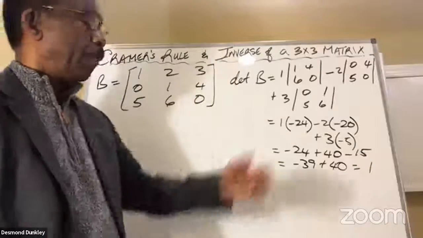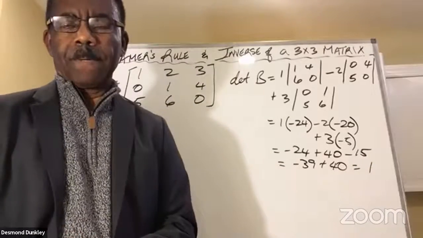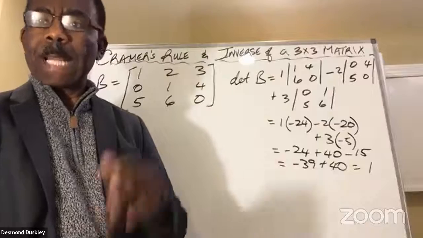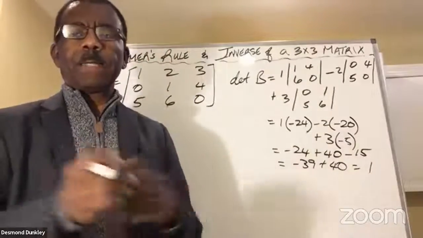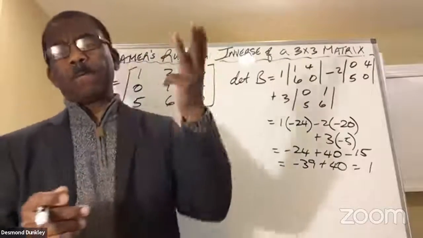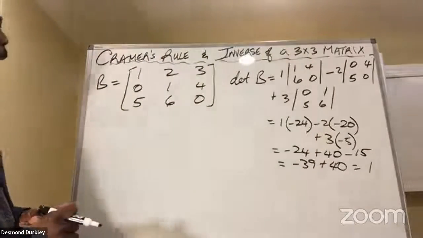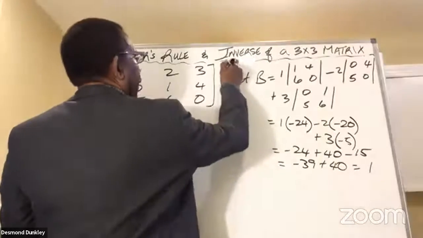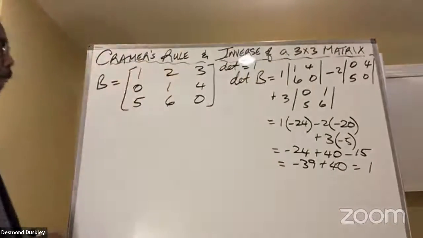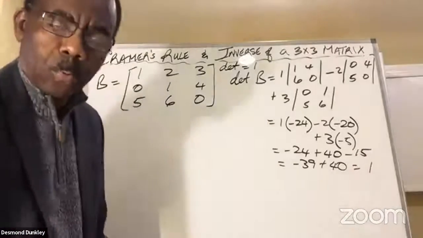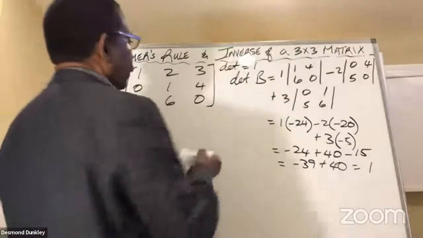Again, coincidentally, we end up with a determinant of 1. Okay? So that makes our last step very easy, because when you divide by 1, it doesn't change anything. So basically you will have 3 more steps to go. Okay, so we know that the determinant of B is equal to 1. Okay, so now we're ready to go to work. Let's go.